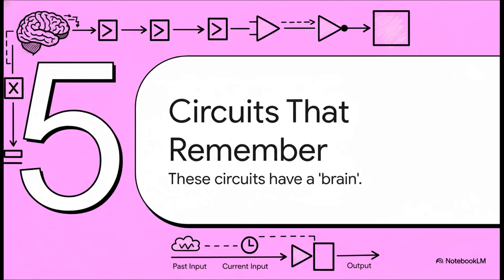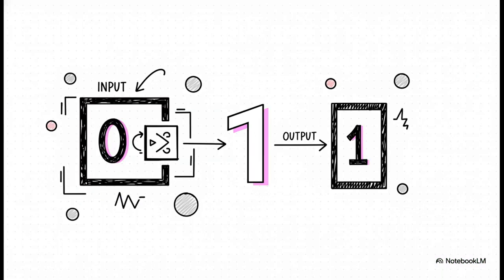Okay, this is where things get really cool. What if we want a circuit that can actually remember stuff? Well, for that, we need sequential circuits. Unlike those goldfish brain circuits we just saw, these guys have a memory. They have a brain. Their output depends not just on what's happening now, but on what happened before. And the absolute, most fundamental building block of all of this memory is the flip-flop.